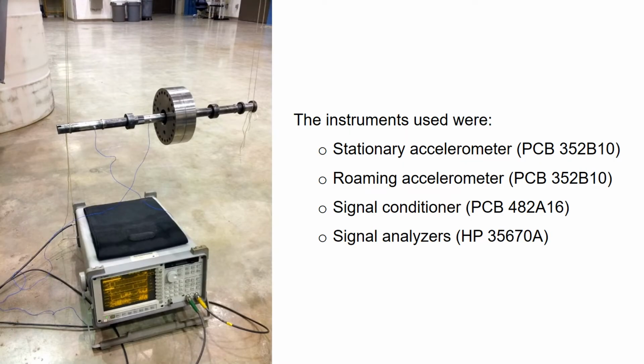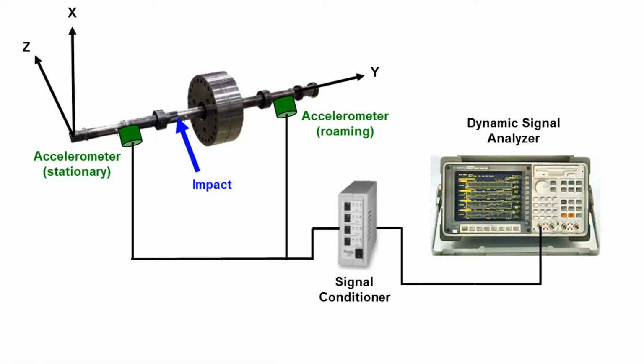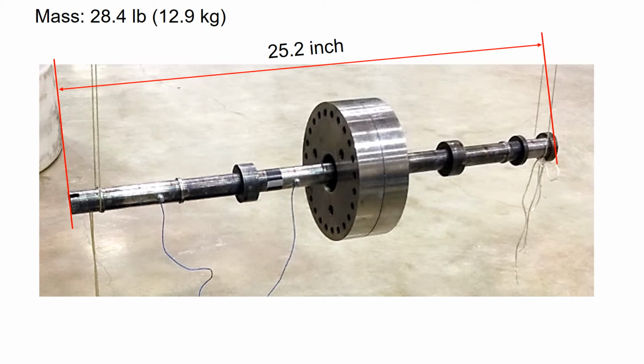Alright, here I'll give you a more detailed example of how to perform an impact test for a simple rotor shown in this slide. The instruments used are listed on the right. The schematic of the test setup is shown here. Two accelerometers are connected to the signal conditioner and then routed to the dynamic signal analyzer. Please note that to evaluate the mode shape of the rotor, you need at least two accelerometers to not only measure the natural frequency, but also to obtain the mode shape of the rotor from the impact test.